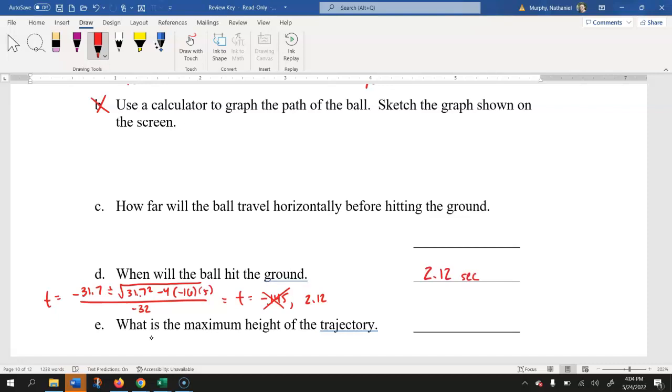So we can use that to answer part C. We know the time is going to be 2.12 seconds, so how far will it travel horizontally? We would use that horizontal formula, 67.97 times our value for t, which is 2.12, and that gives you your answer, which is 144.1 feet.